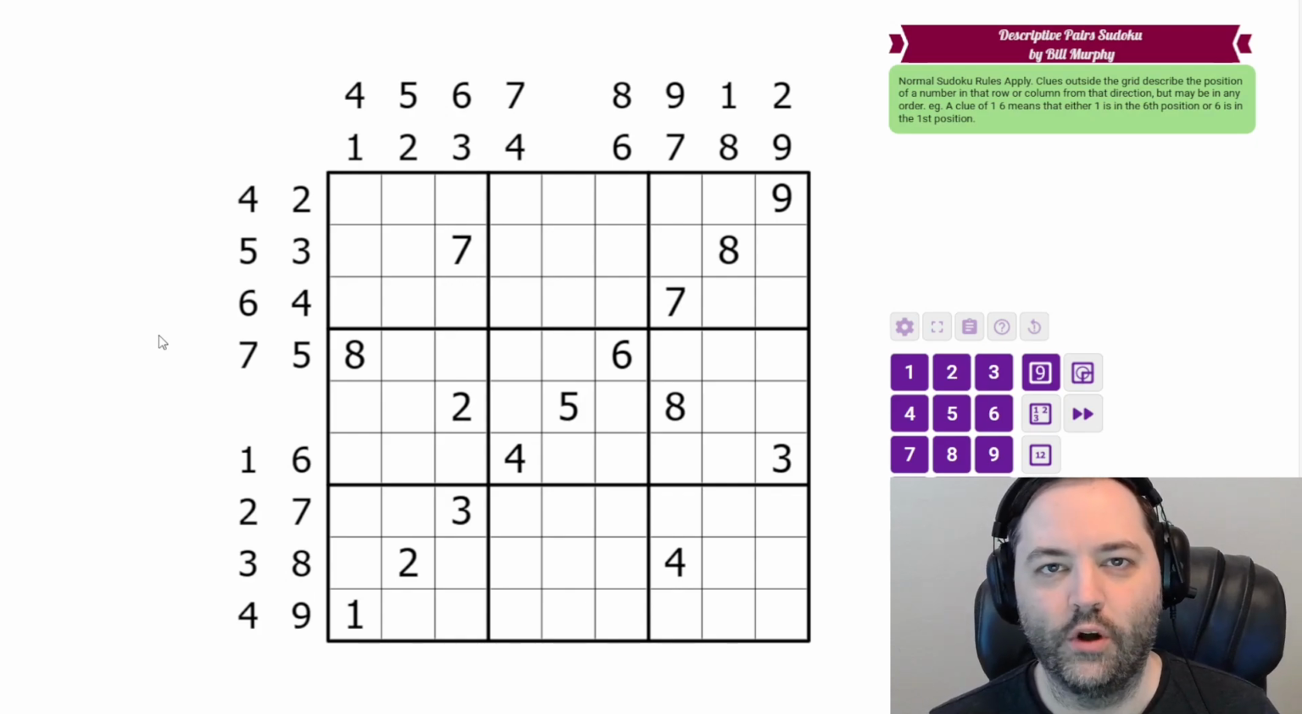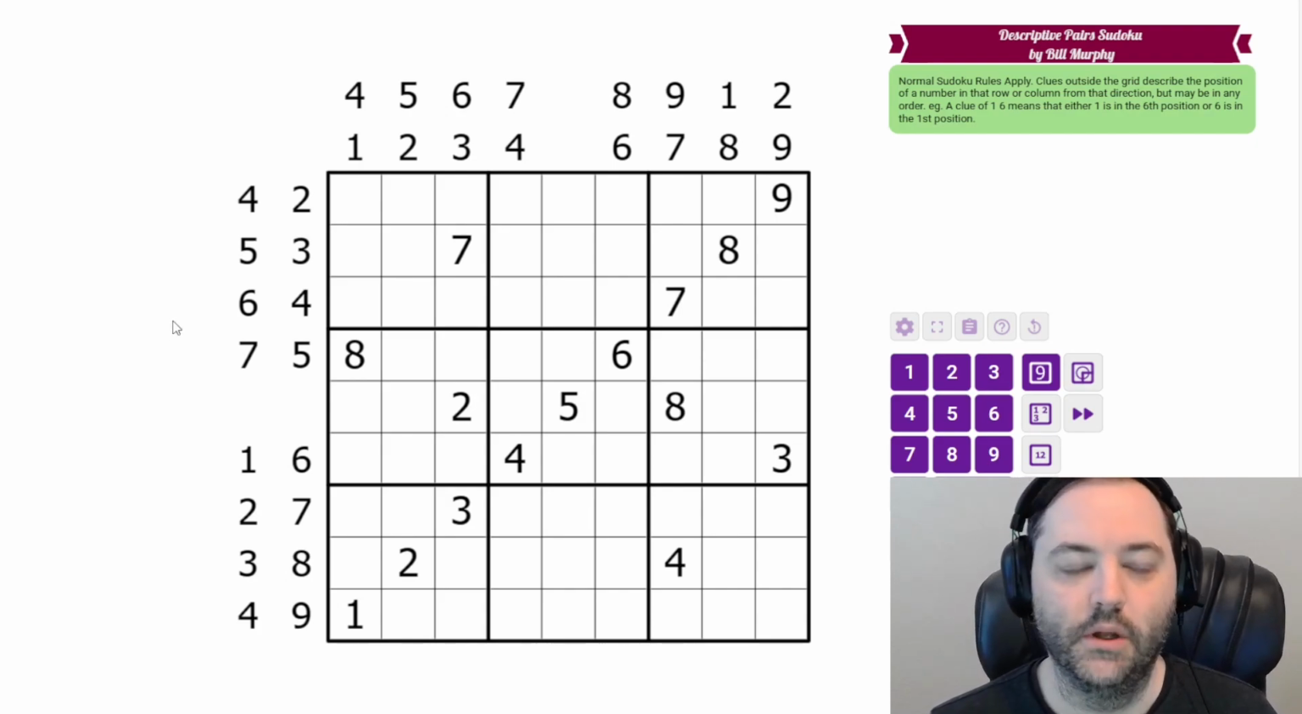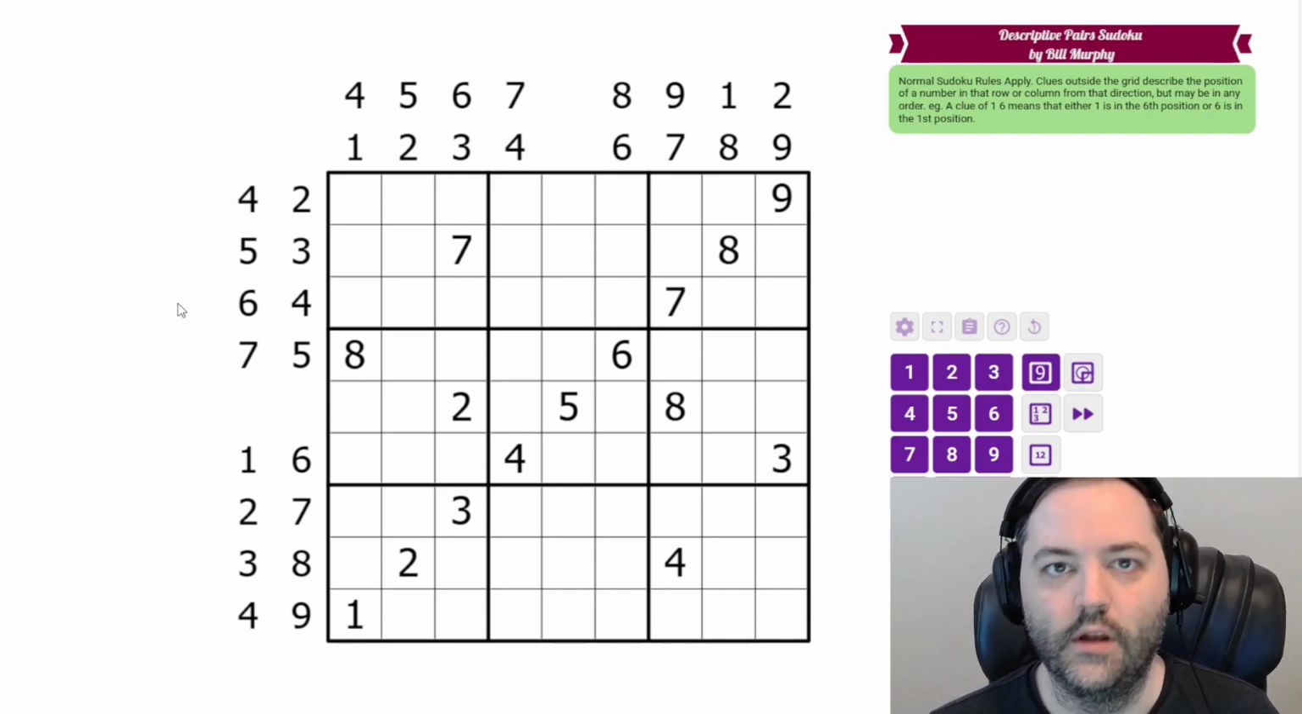Hi everyone, this is a walkthrough for a future GAS puzzle. Bill has not actually posted this yet, but is planning to in the future, so I am going ahead and recording it. This is a descriptive pairs Sudoku.